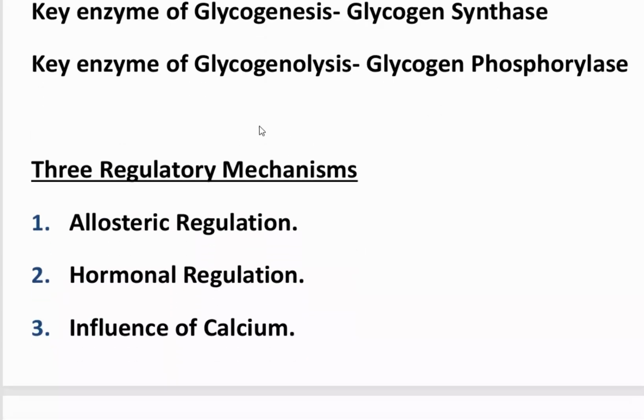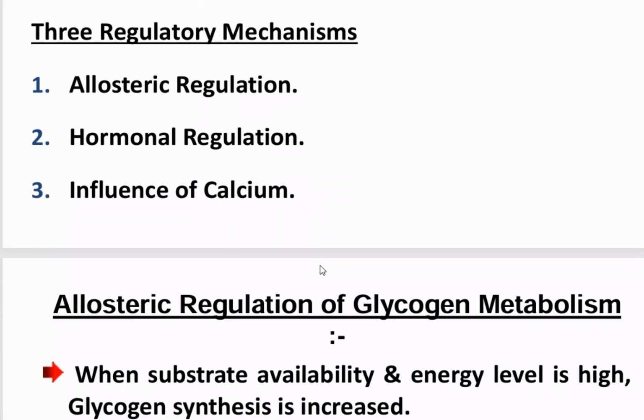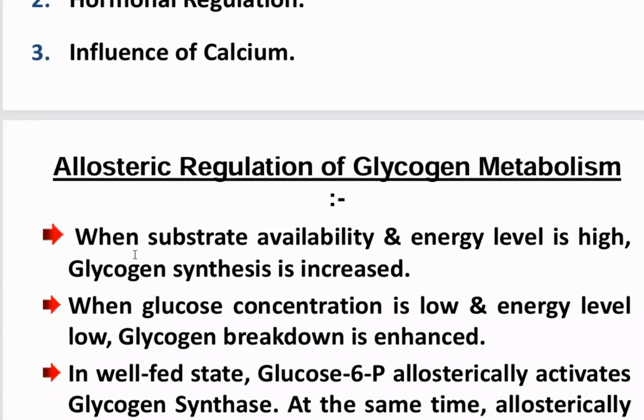If you see the regulatory mechanism of both processes, there are three important pathways. One is the allosteric regulation, second is the hormonal regulation, and third is calcium ion influence. So allosteric regulation of glycogen metabolism, what does it mean? Actually, when substrate availability and energy level are high, glycogen synthesis is increased, and when glucose concentration is low and energy level is low, the glycogen breakdown process is enhanced.